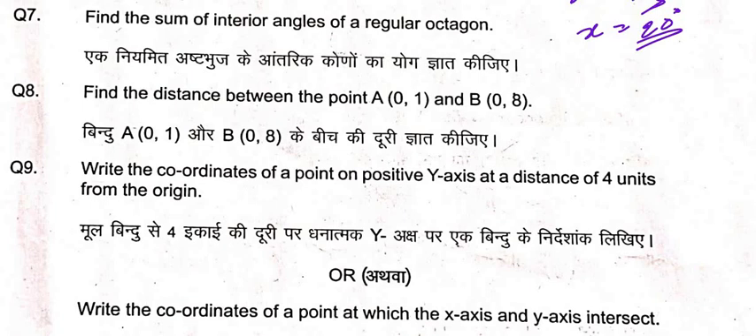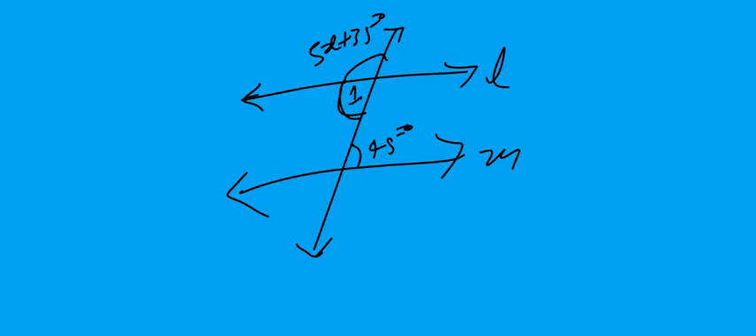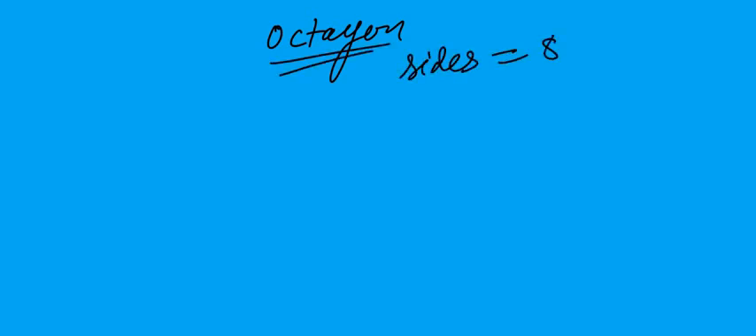Find the sum of interior angles of a regular octagon. As you all know, in an octagon, how many sides are there? Octagon has 8 sides. That means n is equal to 8.